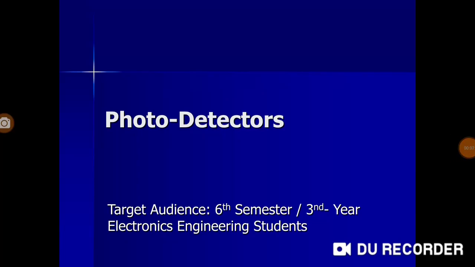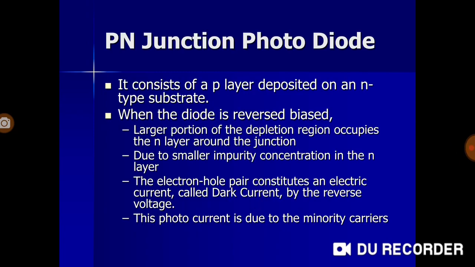Photodetectors are the most important part of an optical receiver. So we first see the types. Actually, we have gone through the optical receiver introduction already, and we know that there are three types of photodetectors that are used in optical receivers. So the first one is the p-n junction photodiode.